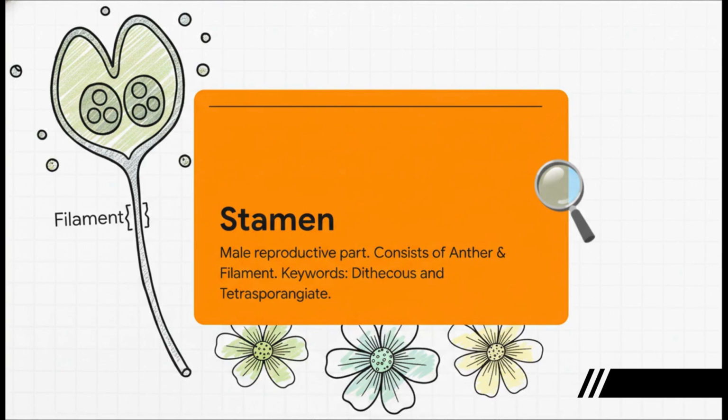Now, you absolutely have to know these two keywords for the anther: Dithecous, which just means it has two lobes, and Tetrasporangiate, meaning it has 4 microsporangia. Write those down. Examiners love these terms.